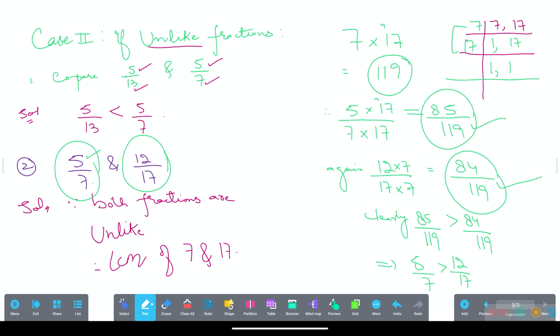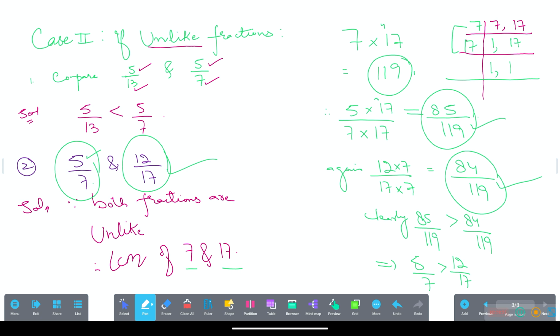So this is the first example of how to compare unlike fractions. What we have done is taken two unlike fractions. We find that they are both unlike: neither the numerator nor the denominator is the same. Then we find the LCM of 7 and 17, their denominators.